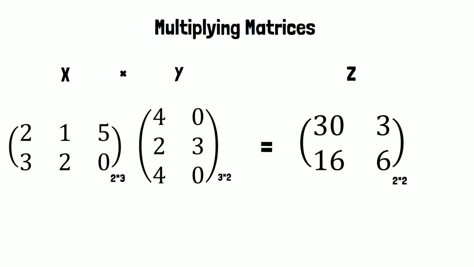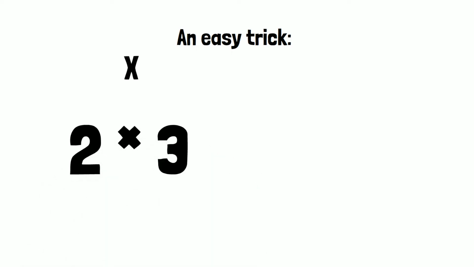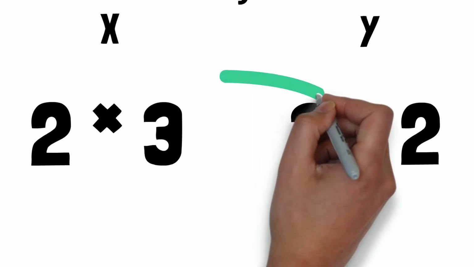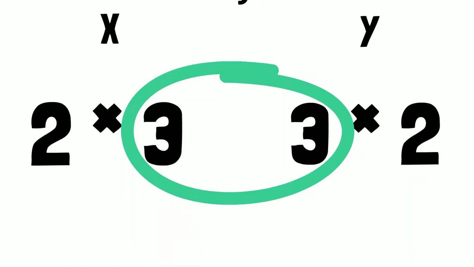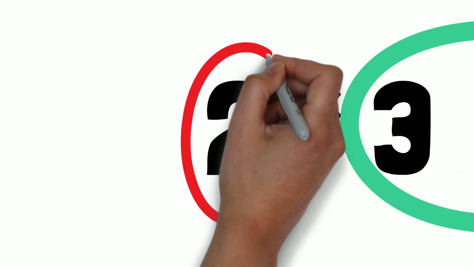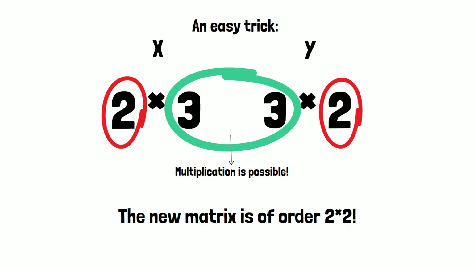But what is a clear way of finding out if multiplication is possible and what the order of the new matrix is? There's an easy trick to find this out. This is the order of matrix X. And this is the order of matrix Y. If the second number of the order of matrix X is equal to the first number of the order of matrix Y, multiplication is possible. The new matrix has the order of the first number of matrix X and the second number of matrix Y. In this case, it is of order 2 times 2.